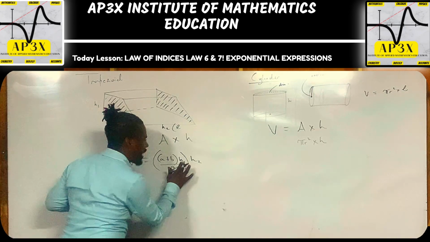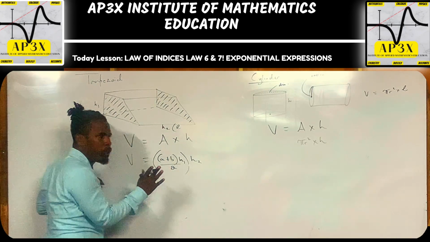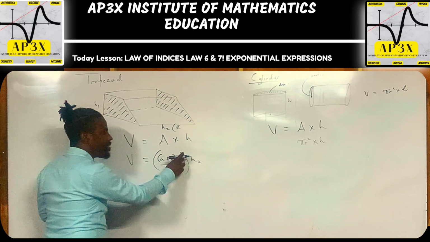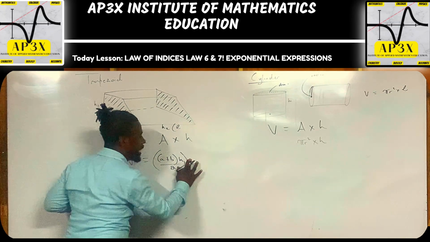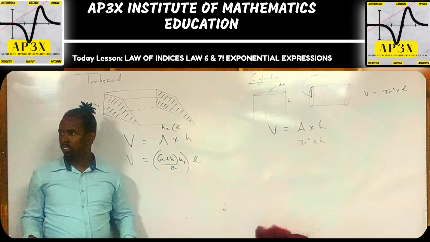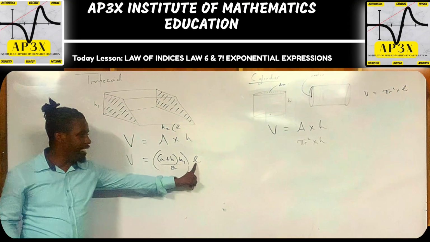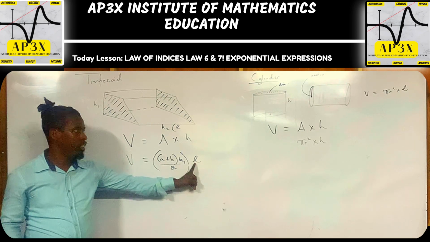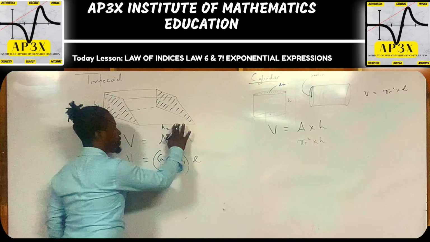So what I'll do here, just so you don't get confused, is say A plus B times H divided by 2, times length. So the length here is going to be acting as this part here. Length.